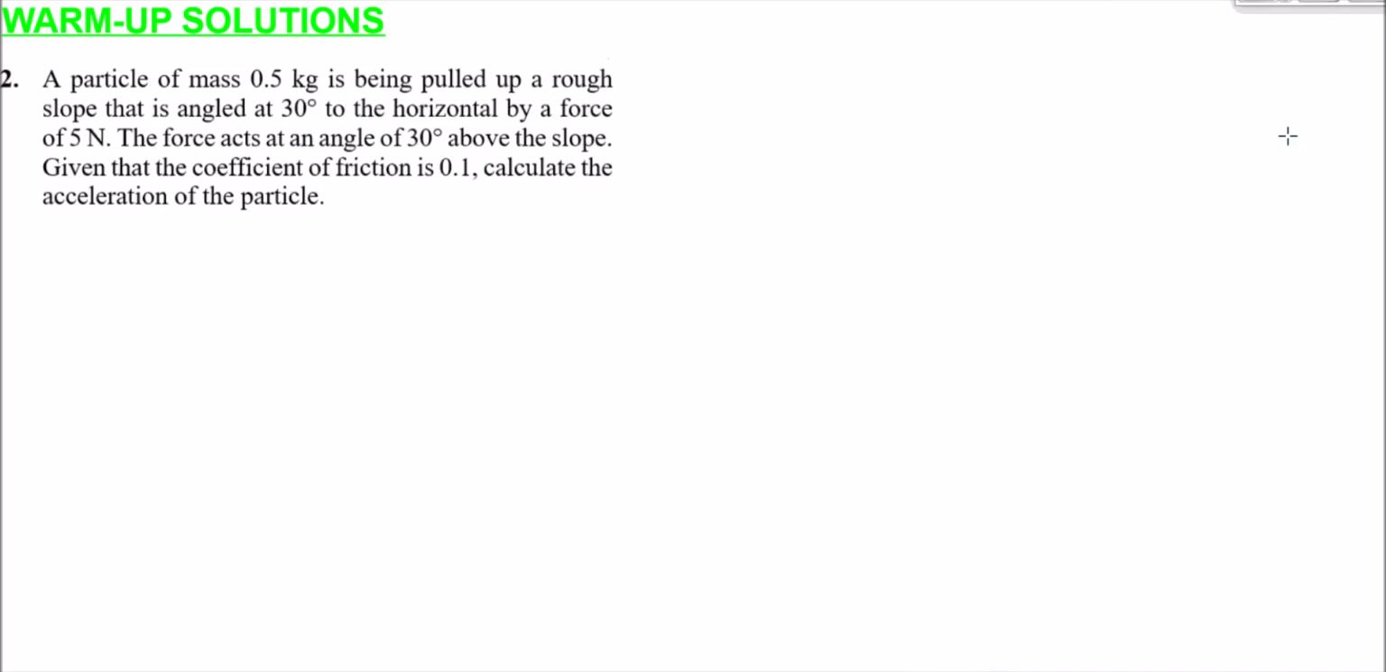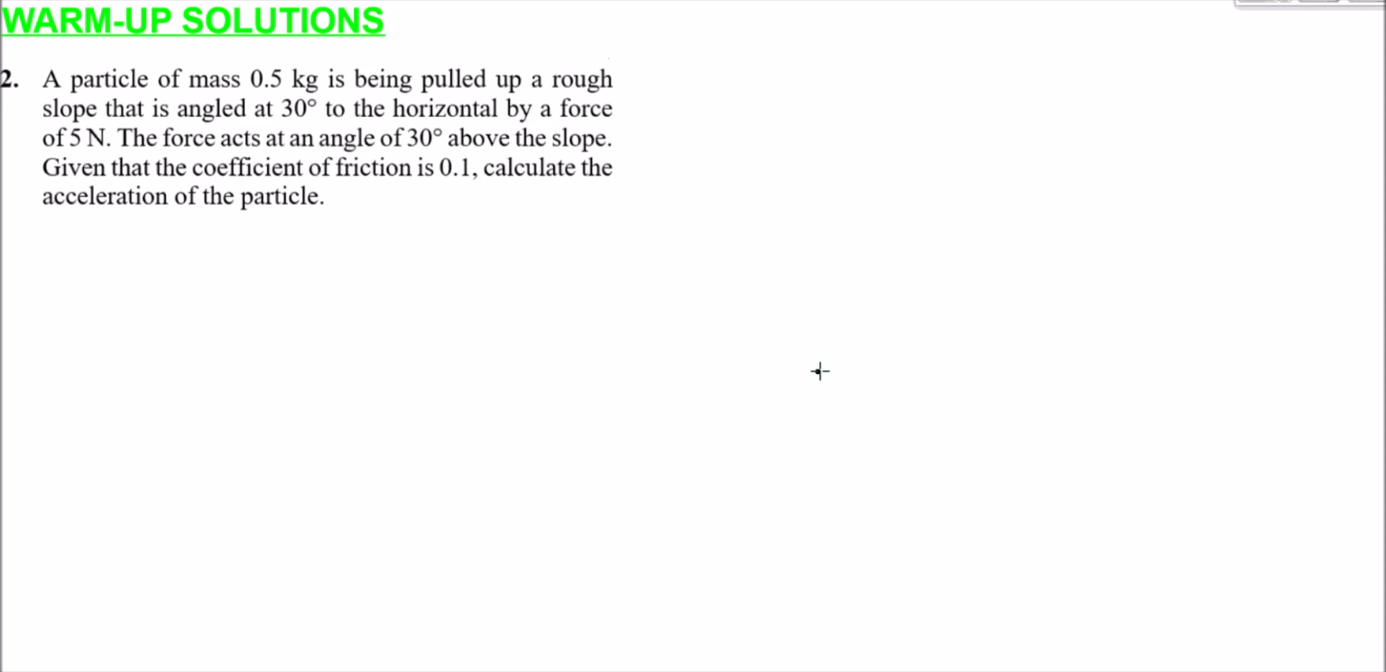On question 2 of this warm-up, we've got very little help at all, so nothing's been labelled. We have to do all the diagrammatic stuff ourselves. So we're told it's a particle of mass 0.5. It's being pulled up a rough slope that is angled at 30 degrees to the horizontal. So let's draw that first of all.